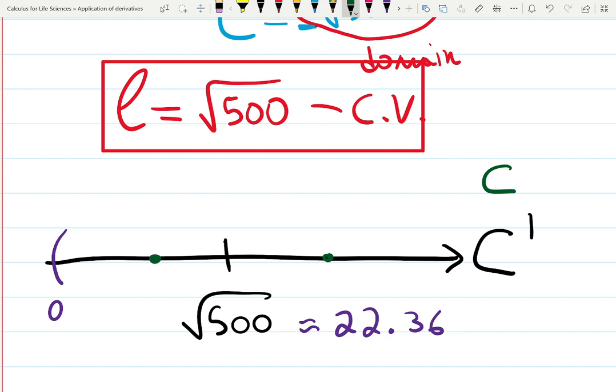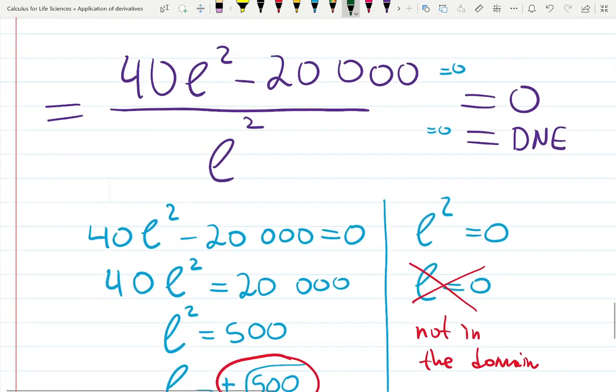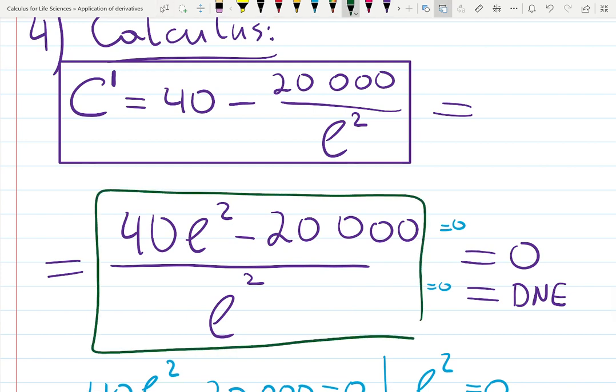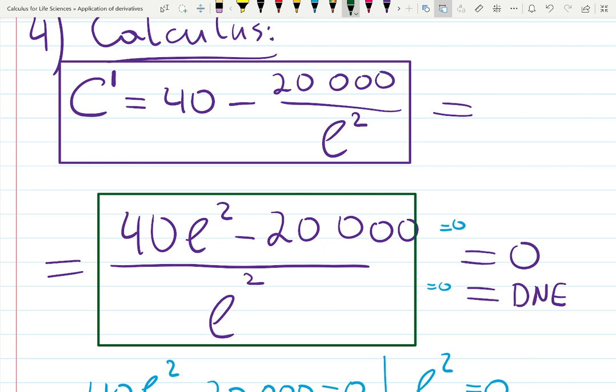Cannot take 0. Do you know why? Two reasons. It's not in the domain, and where do you plan to plug them? You plan to plug them into this box. You cannot plug 0 there. And that's why I decided to exclude it. Well, you could try, and then you will notice that you divide by 0.